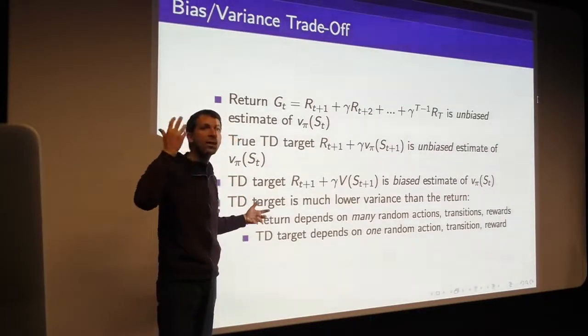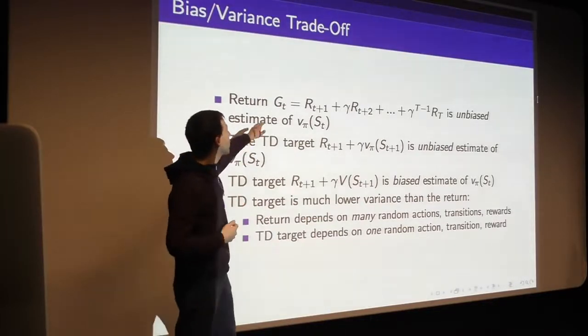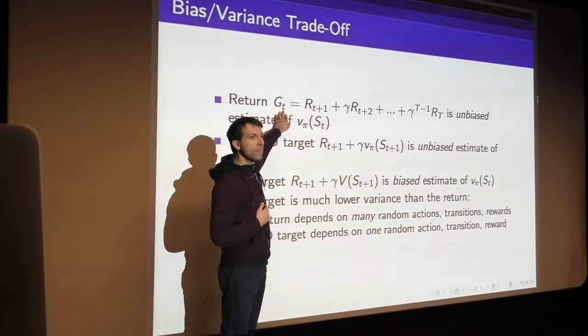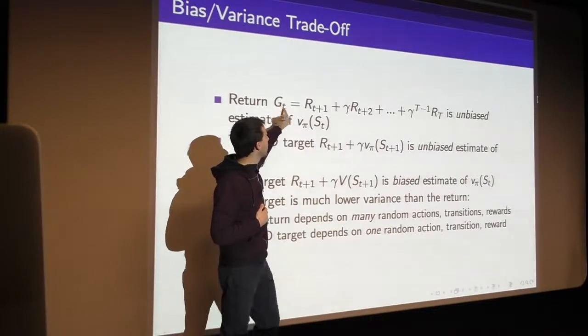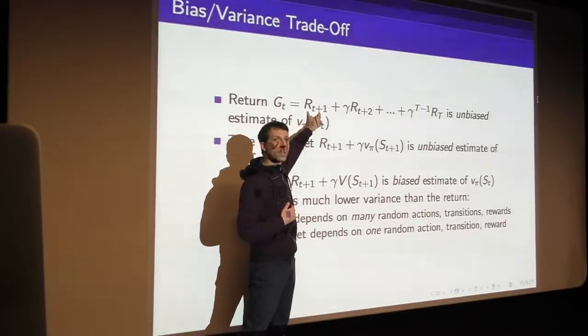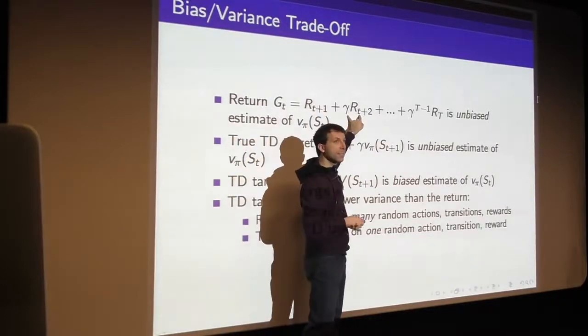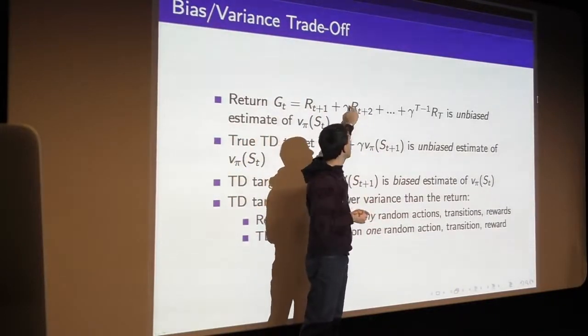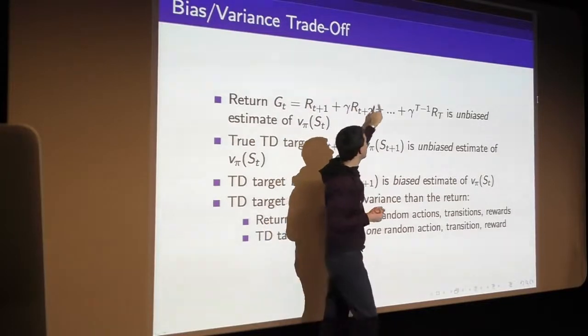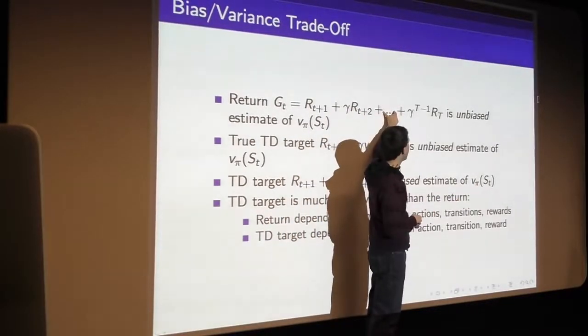So intuitively, why is it lower variance? Well, let's look at the return. The return, this random variable here, depends on the immediate reward after one step, and then whatever the environment does, it will take us to some next state. That's noise in that transition. There's noise in the reward we'll see here. There's noise in the next transition. There's noise in the reward we get here.